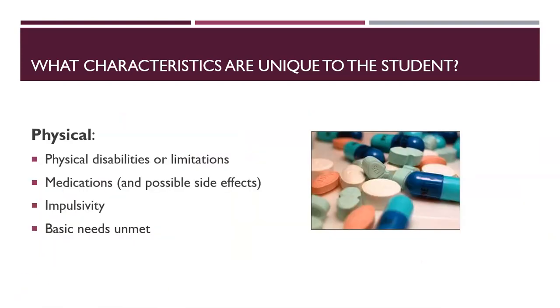Okay, so we'll start with physical. Characteristics that are unique to the student can be physical. This could be a physical disability or limitation, medications or the side effects of those medications, impulsivity, or basic needs that go unmet, perhaps inadequate nutrition or insufficient rest.